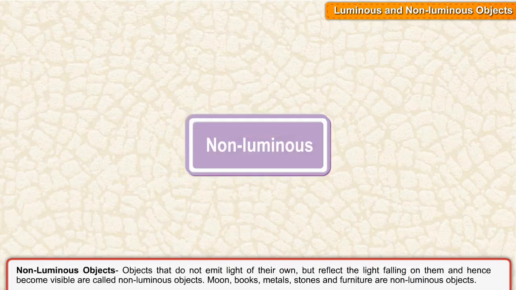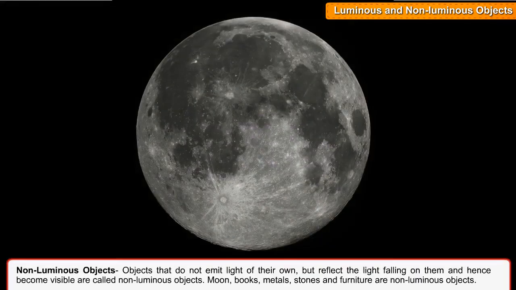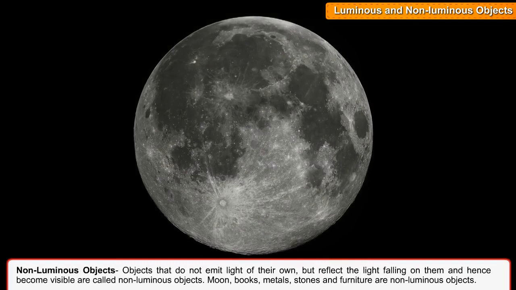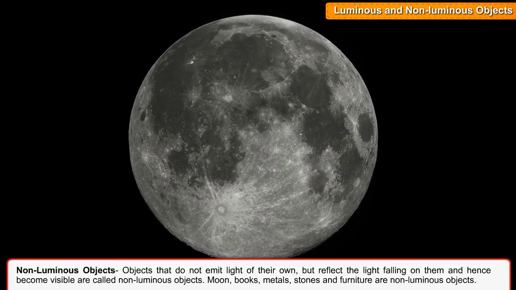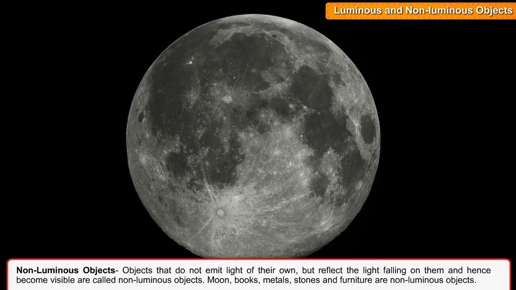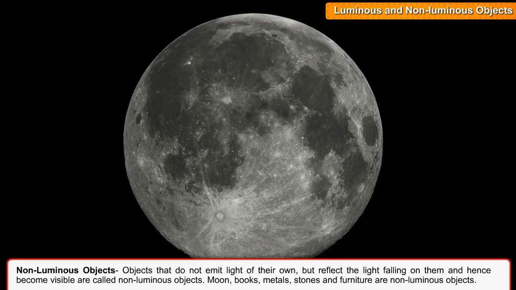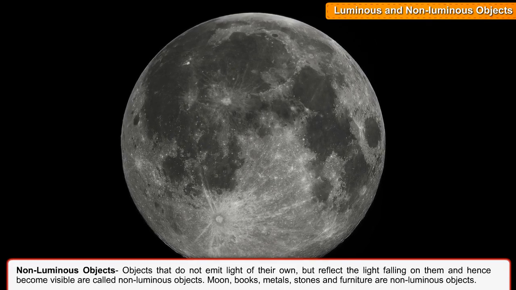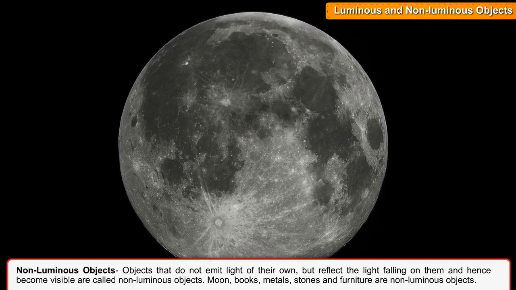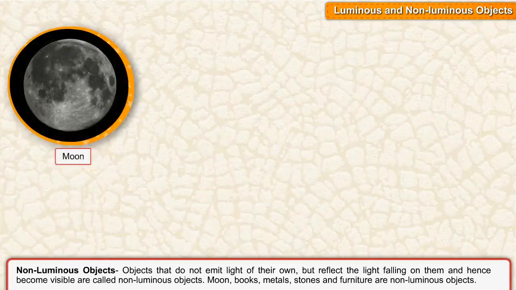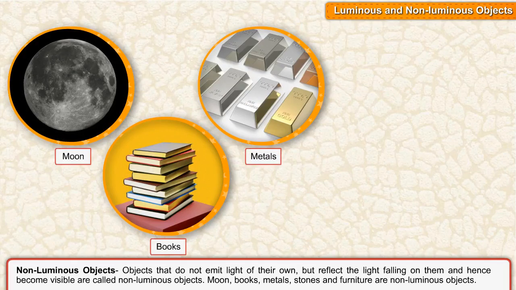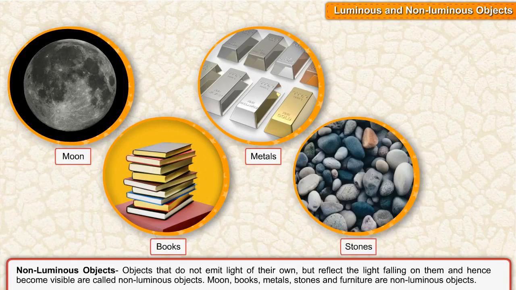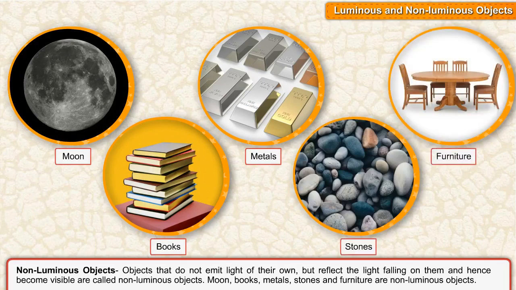Non-luminous objects. Objects that do not emit light of their own, but reflect the light falling on them and hence become visible are called non-luminous objects. Moon, books, metals, stones, and furniture are non-luminous objects.